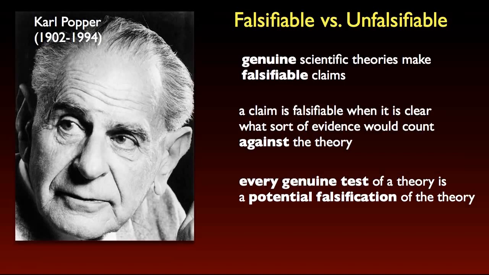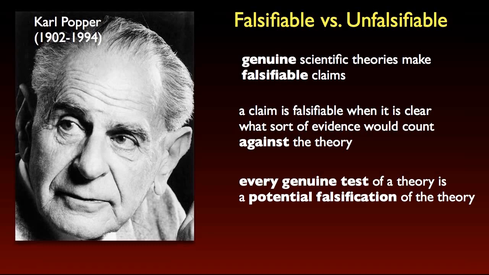In a genuine test, you lay out the conditions under which an observation or an experimental result would count against the theory, would give us a reason to reject the theory. Genuine tests, for Popper, are always potential falsifications of a theory. The theory sticks its neck out and risks being chopped off by experimental or observational results. For Popper, the best theories are the ones that stick their neck out the farthest, the ones that are the most daring and specific in their predictions, and survive these tests.